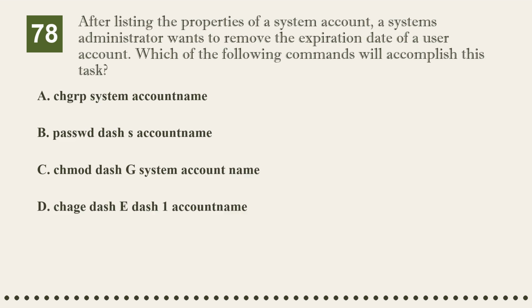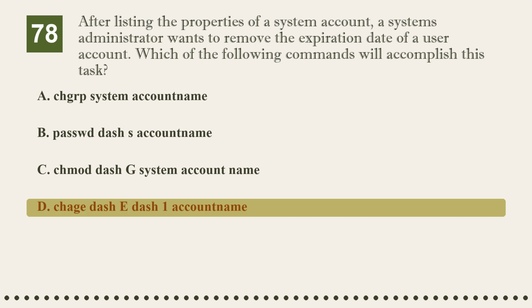Question 78. After listing the properties of a system account, a systems administrator wants to remove the expiration date of a user account. Which of the following commands will accomplish this task? Option A, chgrp system account name. Option B, passwd -s account name. Option C, chmod -g system account name. Option D, chage -E -1 account name.